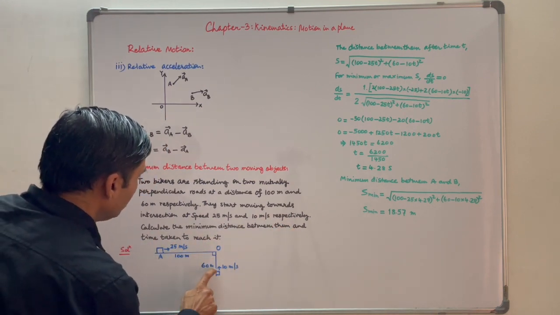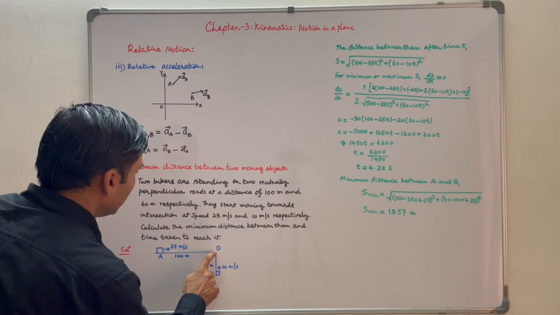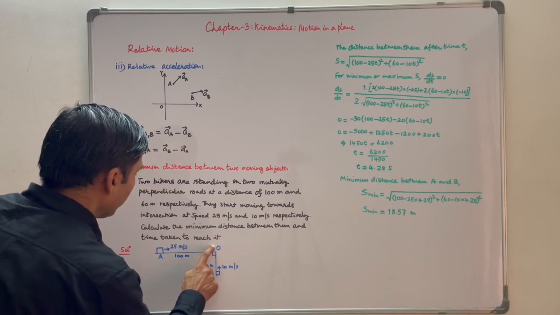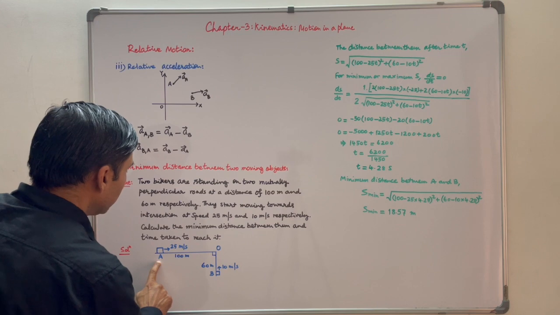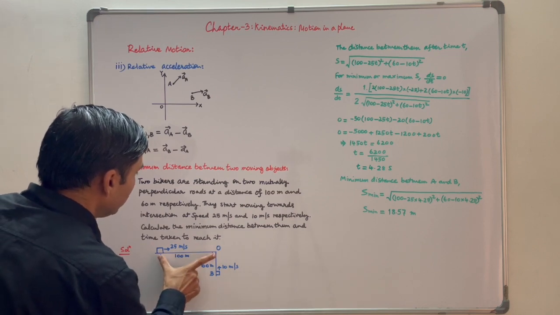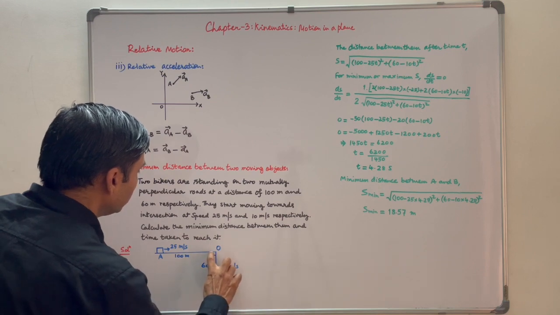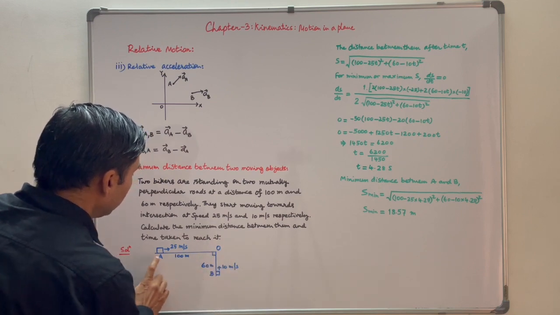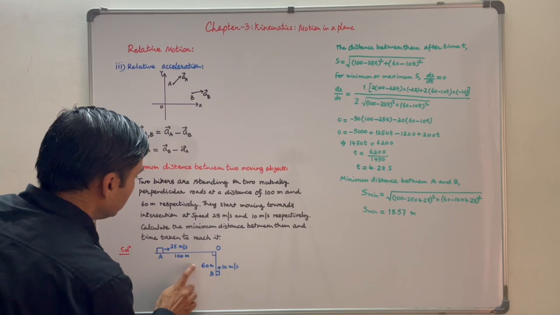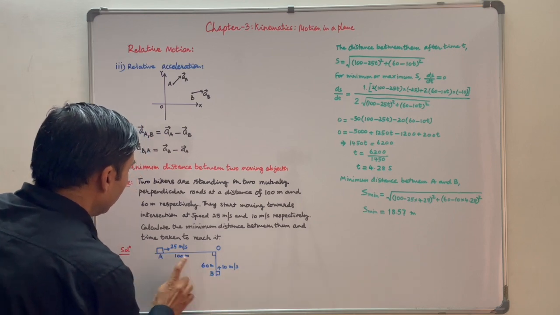Suppose these are two mutually perpendicular roads. Their point of intersection is O. Biker A is standing at a distance of 100 meter from O and biker B is standing at a distance of 60 meter from O. At t is equal to 0, distance between them is AB.